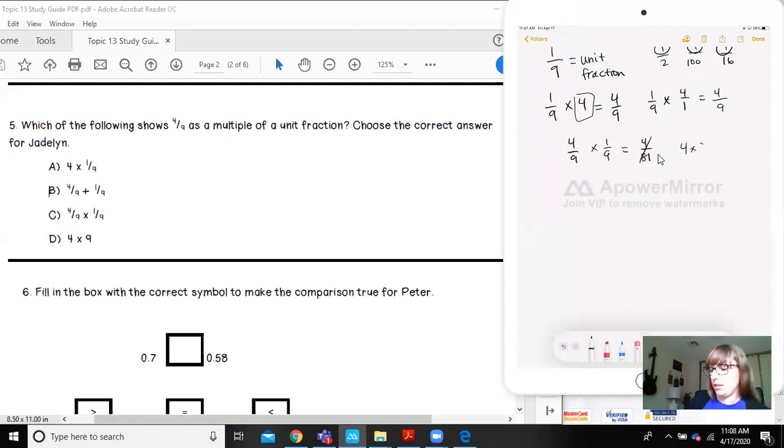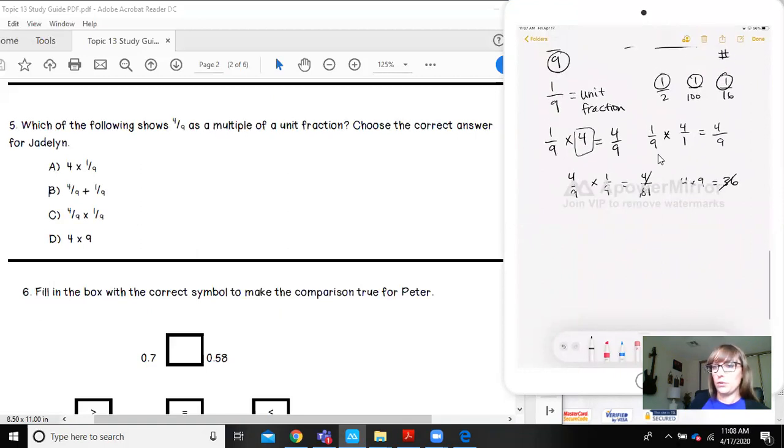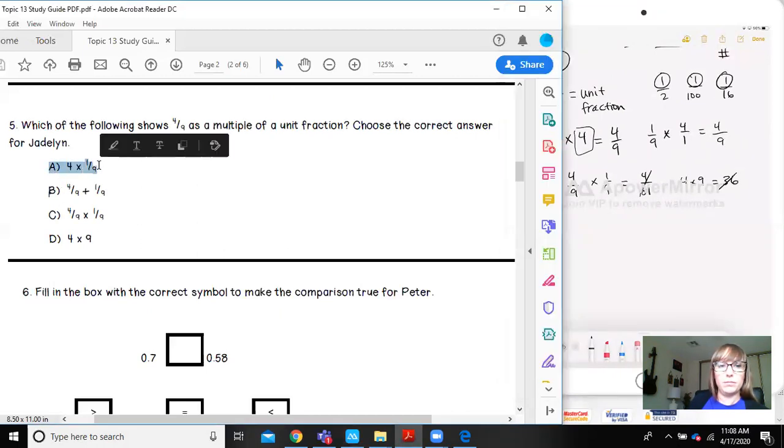4 times 9, that's D. Well, 4 times 9 is 36. That is not going to give me 4/9. So if we look back up here, 1/9 times 4, or 4/1 equals 4/9. So our answer is going to be A.